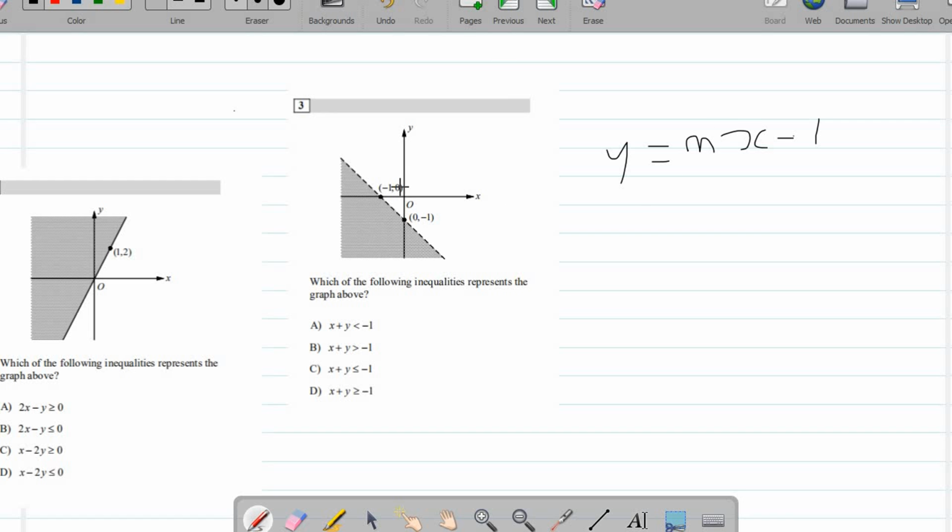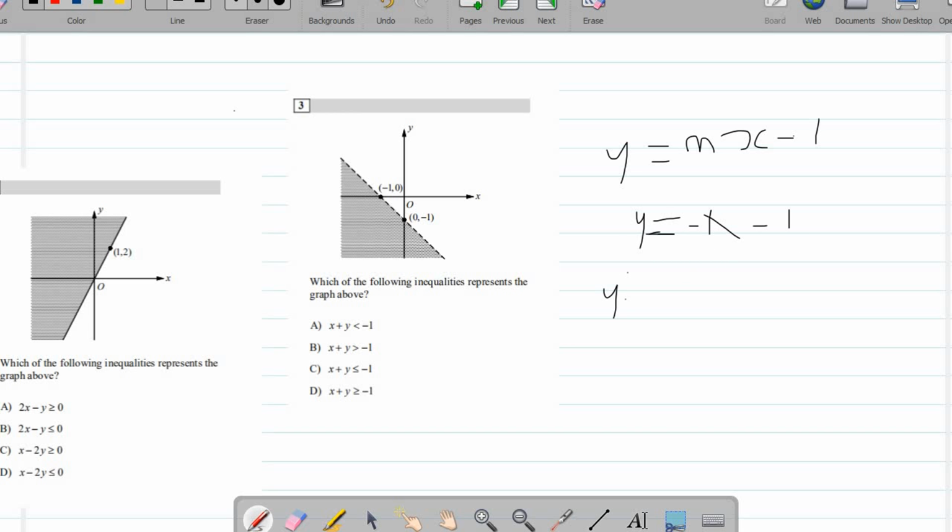What is m? From y equal to mx minus 1, what will be the slope? The slope, we have 0 minus -1, which is +1, and then -1 minus 0. So you have 1 over -1 as the slope m. So you have -1 there, that's minus x minus 1. Since the intercept is -1, we know the intercept is -1 since it cuts the y-axis at -1. So y equal to minus x minus 1.